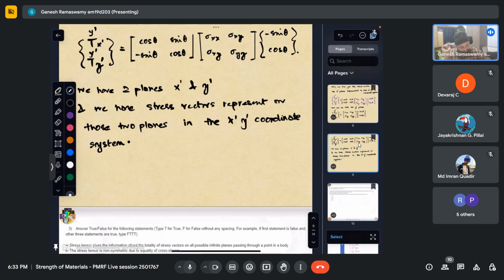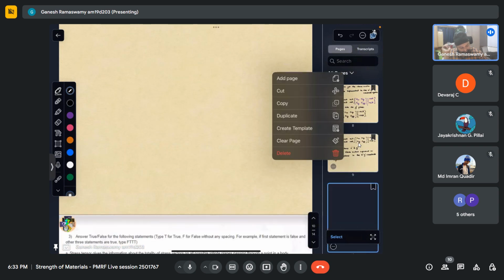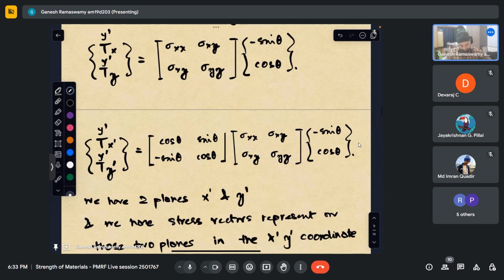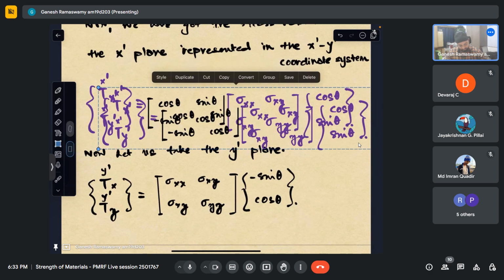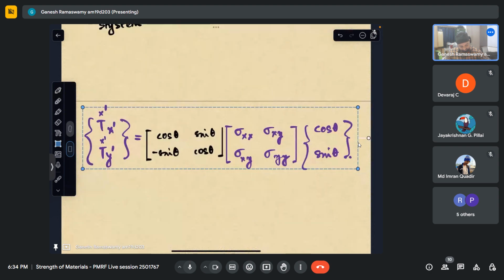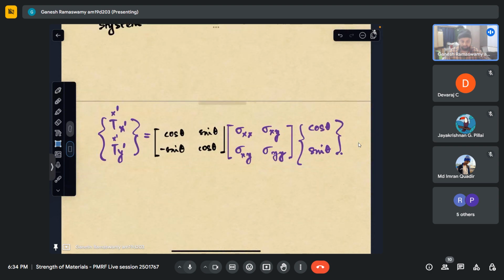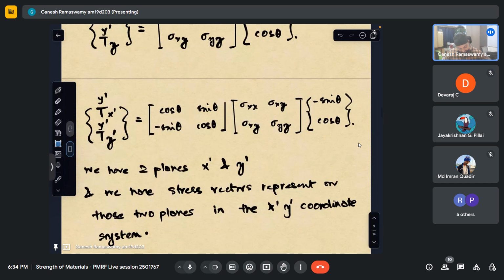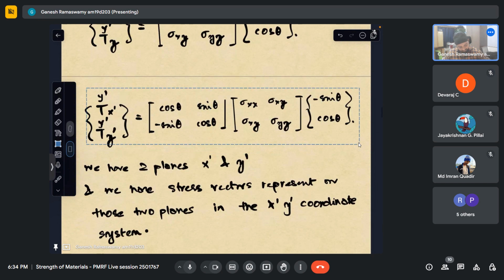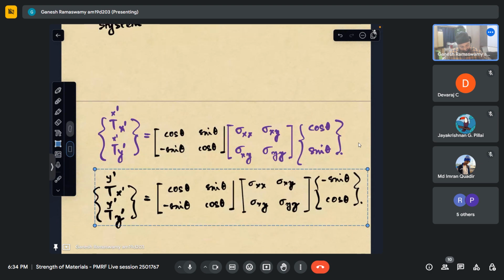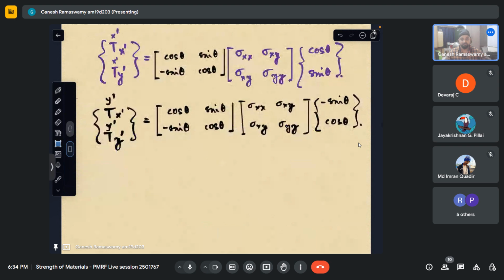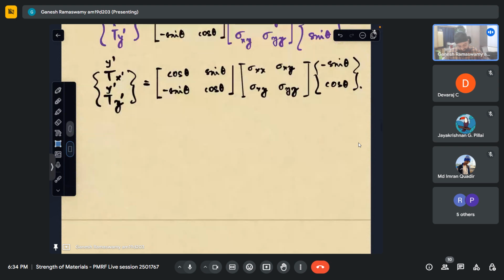So if I club this together, let me club this together and show what happens. Presently I have one equation like this, which is telling me what is the traction vector on the x plane in the x prime y prime coordinate system. Similarly, I have another expression like this, which is telling me what is the traction on the y prime plane, again in the x prime y prime coordinate system.